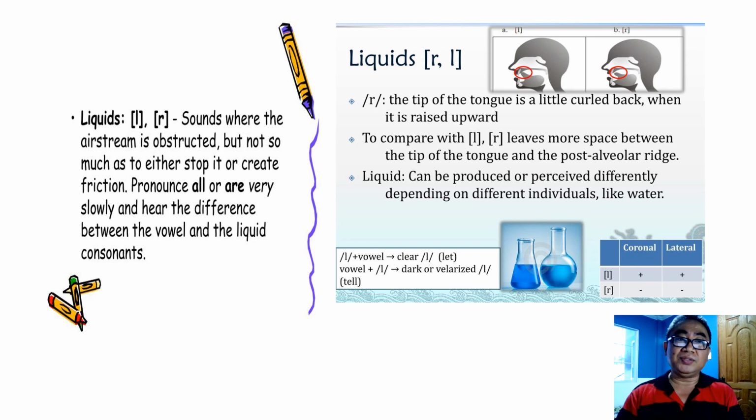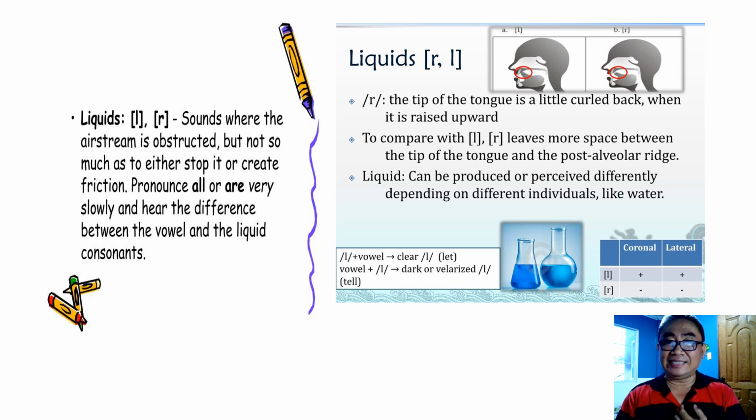Now let us go to the liquids. The L and R sounds are sounds where the airstream is obstructed, but not so much as to either stop it or create friction. So pronounce them very slowly, and notice the difference between the vowel and the liquid sounds, the liquid consonants.